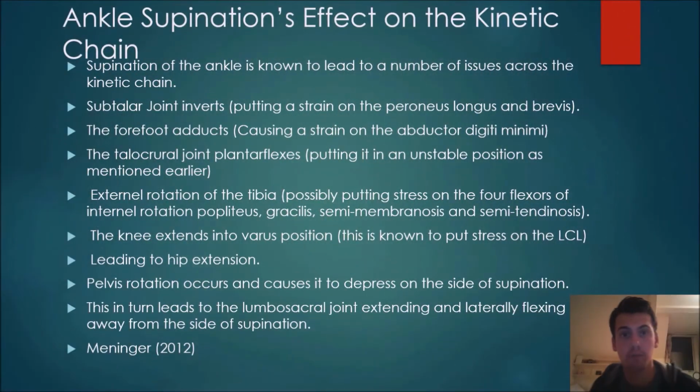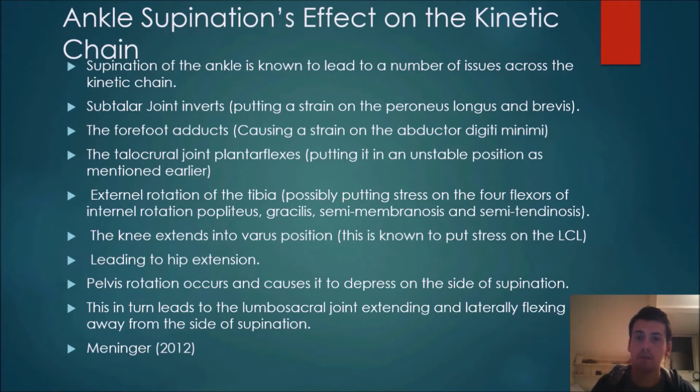Okay, so for this next bit, we are going to look at ankle supination in relation to the kinetic chain. To begin with, the subtalar joint inverts. This puts strain on the peroneal longus and brevis, as well as the calcaneofibular ligament. The forefoot adducts. This causes strain on the abductor digiti minimi. The talocrural joint plantar flexes, putting it in a very unstable position. This only occurs in some supinated positions, though.